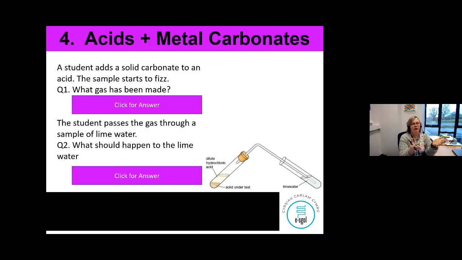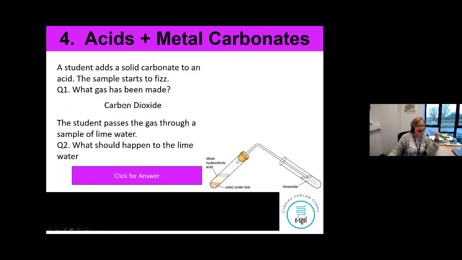Okay, so in this question, the student adds a solid carbonate to an acid and the sample fizzes. If it's a carbonate, say it in your head. If you're in the middle of a test, don't say it out loud, obviously. But if it's a carbonate, what sensible gas am I familiar with that could be? Carbonate, carbon dioxide. Okay, so it's a case of think: am I kind of saying the answer in my reading of the question? If it's a carbonate, it will make carbon dioxide.